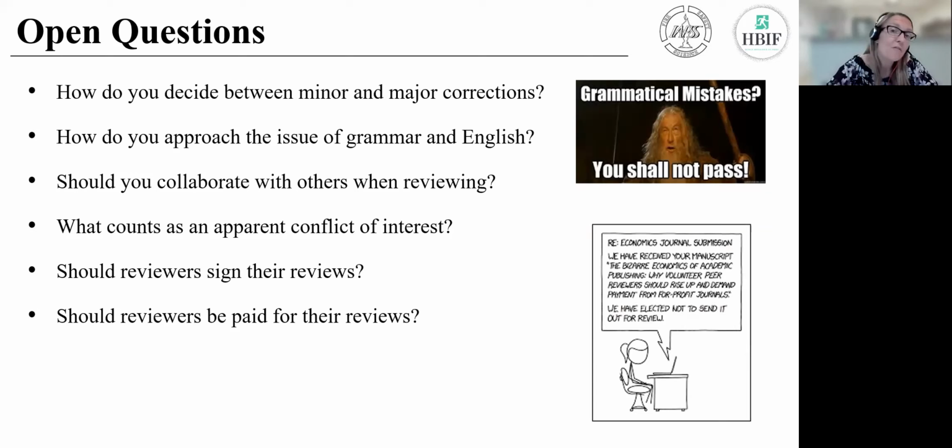So how do you approach the issue of grammar in English? We have a lot of experts in our field whose English isn't their first or second language. Really impressive people who know several languages. So how do we approach the need to review for grammar in English, and what is the appropriate language that we should use in our reviews?